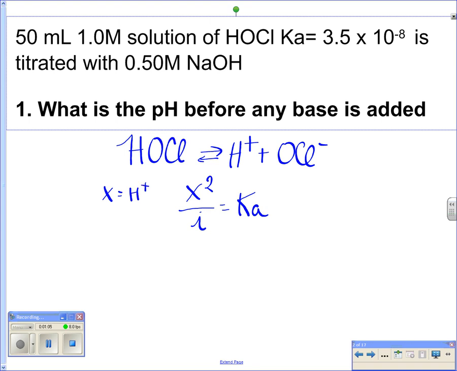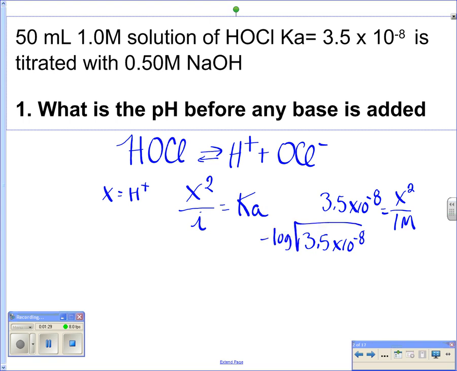So very quickly here, I'm just going to take the 3.5 times 10 to the minus 8 as my Ka. It's going to equal x squared, and my initial concentration is 1 molar. So if I multiply by 1, therefore I'm just going to square root the 3.5 times 10 to the minus 8 and minus log that. So when I go through that process, then I end up with a pH of 3.73. Okay, so that's number one.